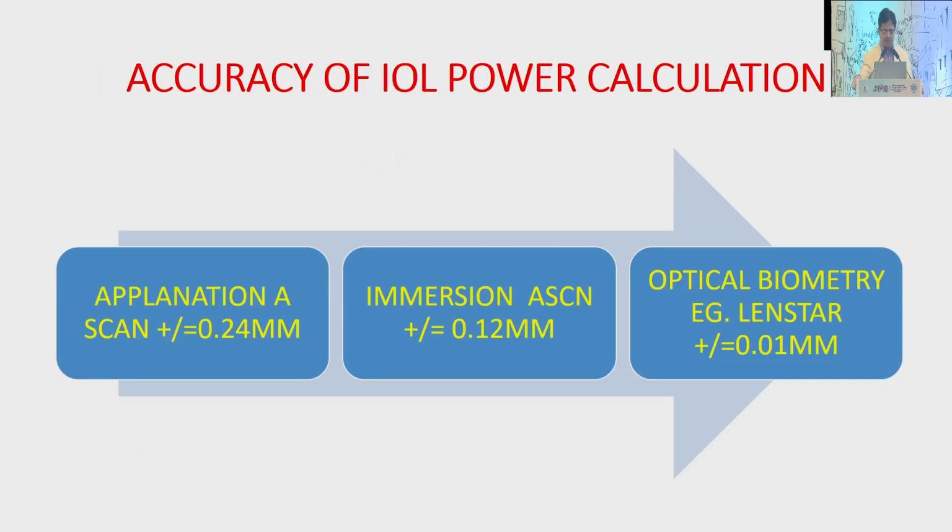Accuracy of IOL power is more important, because just imagine you're going to stitch a suit for wearing to your wedding programs, and you're buying it at like 10,000 per meter, but if it is not fitting you, it will make no sense. Now, applanation scan has an error of 0.24 mm, immersion scan about 0.12, and optical biometry is the most accurate, I guess.